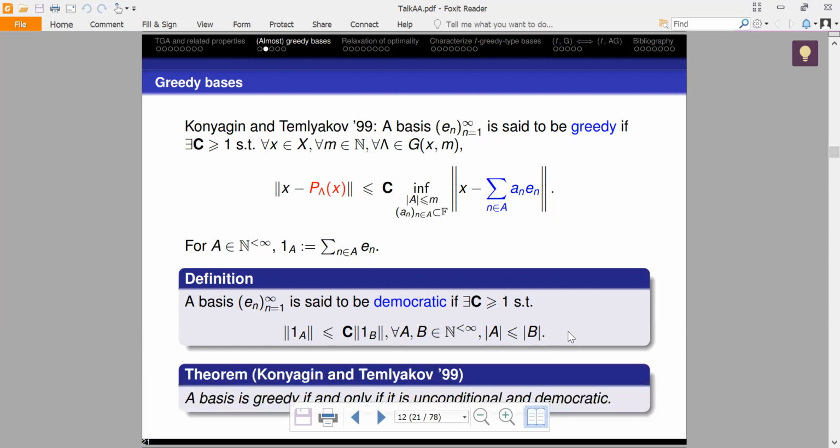And here, indeed, democratic. I'm sorry. Oh, yes, please continue.